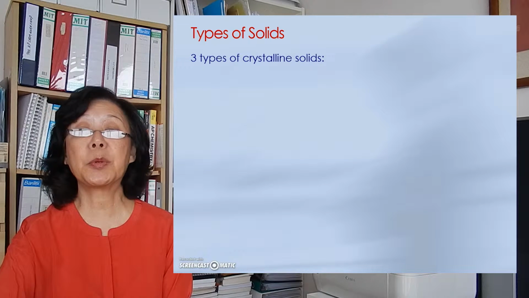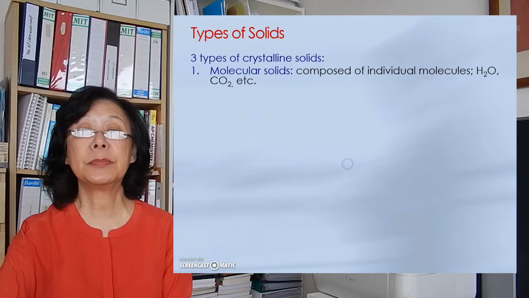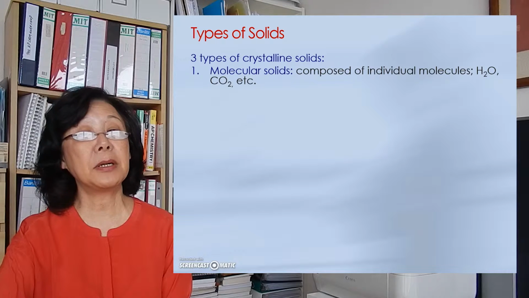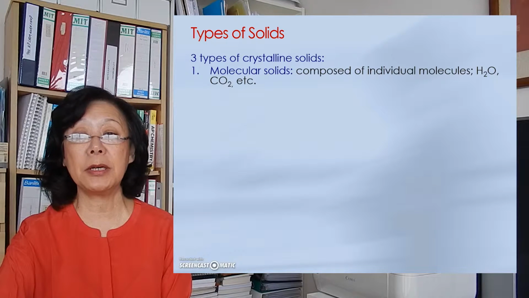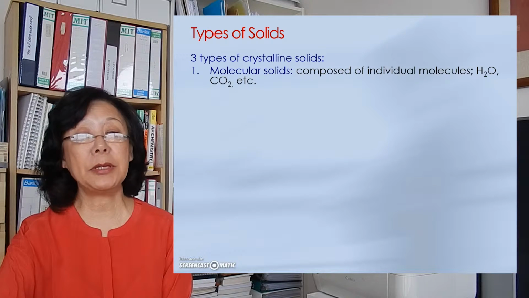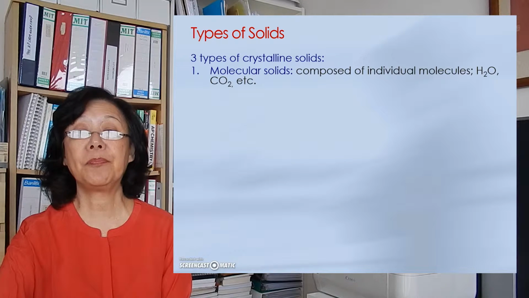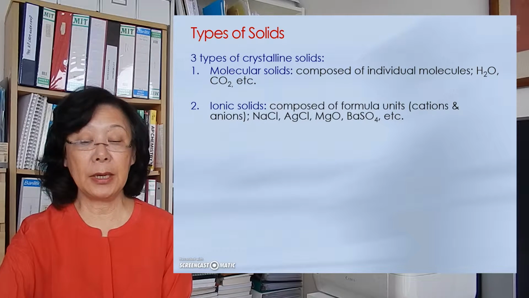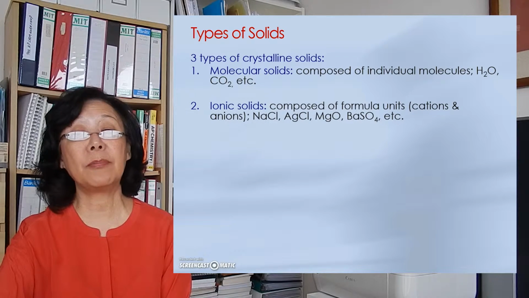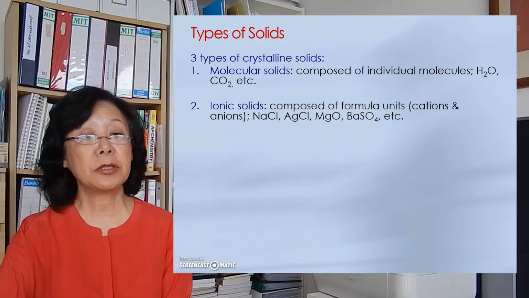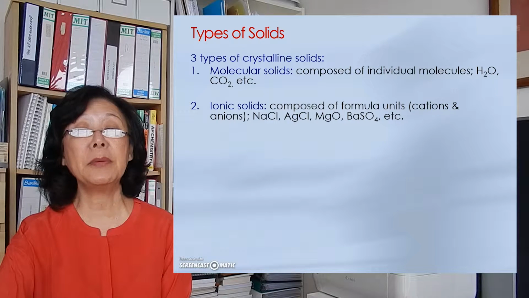There are types of crystalline solids. One being molecular solids, composed of individual molecules such as water or carbon dioxide, dry ice. Secondly, the ionic solid, composed of cations and anions such as sodium chloride, silver chloride, magnesium oxide, barium sulfate, etc.